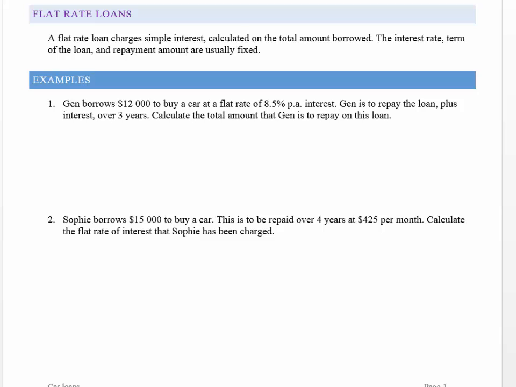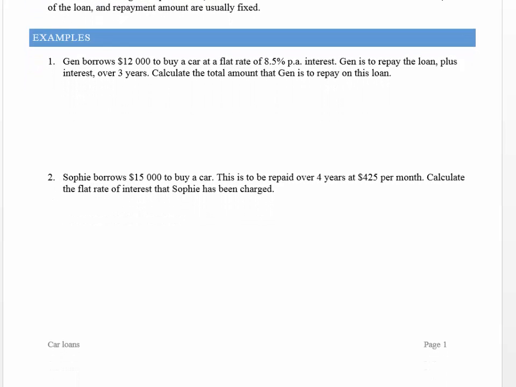Now, flat rate loans are really just simple interest rate loans. A simple interest loan is charged interest calculated on the total amount borrowed. The interest rate, the term of the loan, and the repayment amount are usually fixed. So I've got a couple of questions showing this, and I'm hoping you'll find no trouble with this because it's just a revision of the work we've already done on simple interest.